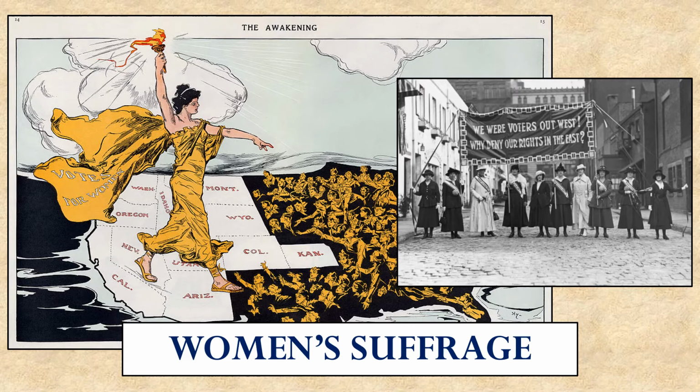Another big thing that women were concerned about during this time period was suffrage, which is another word for the right to vote. Many Western states had already by this time period granted women the right to vote. The first of these was Wyoming, followed by Utah in the mid to late 1800s. Others followed after. But the eastern states were reluctant to give women the right to vote. And there's a reason for this.